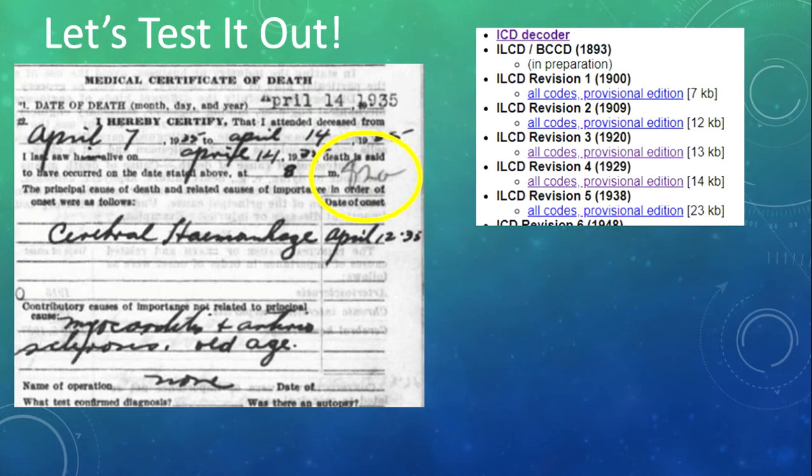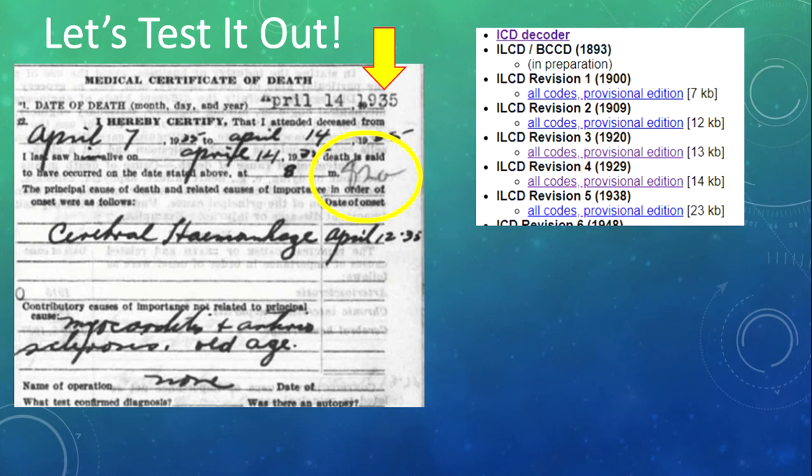So let's play around. We're going to test out how the ICD works. We're going to take a look at that 82A, and our cause of death looks like it says cerebral hemorrhage, so let's see what happens. When you first start working with the ICD, the most important thing to remember is that you don't want to use a revision that is past the date of your death. So in this case, we have 1935.